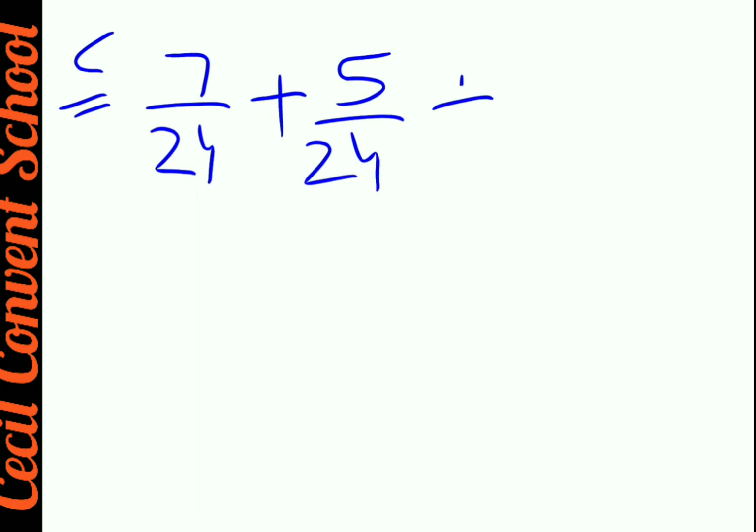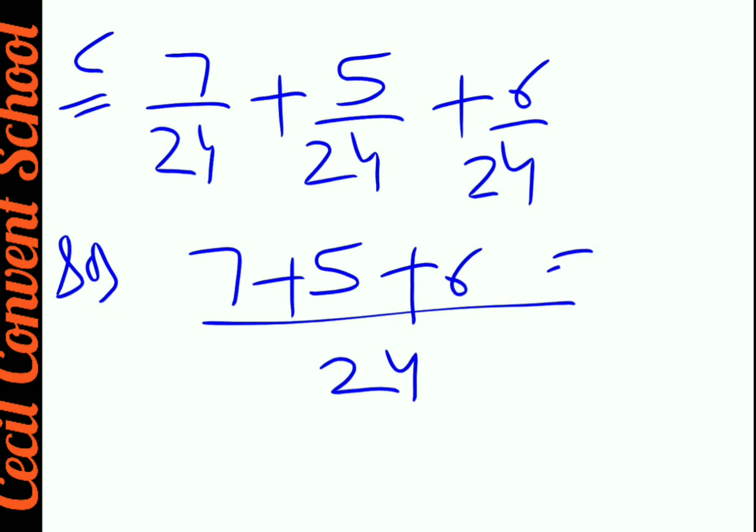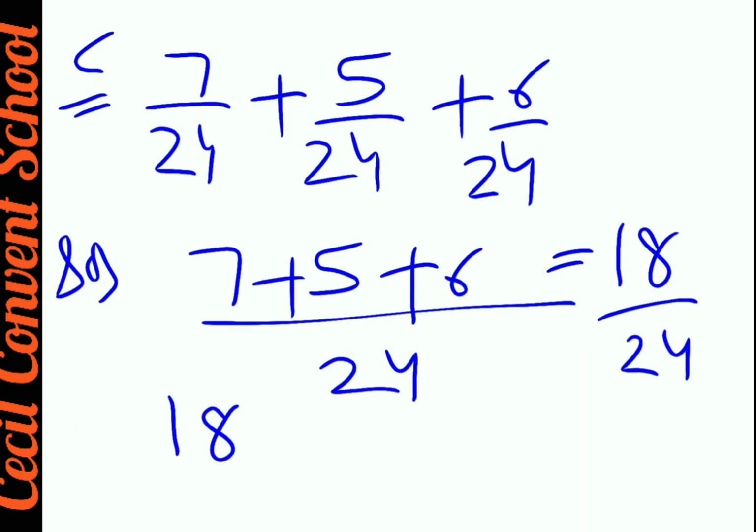Now we do C part. C part is 7 upon 24 plus 5 by 24 plus 6 by 24. Again, we will check whether the fractions are like ones. So the denominator is 24. The common denominator we always take, that is 24. So 7 plus 5, it is 12. 12 plus 6, it is 18. So the answer will be 18 upon 24. Now see, 18 and 24 both come in which table? Will you please tell in which table?